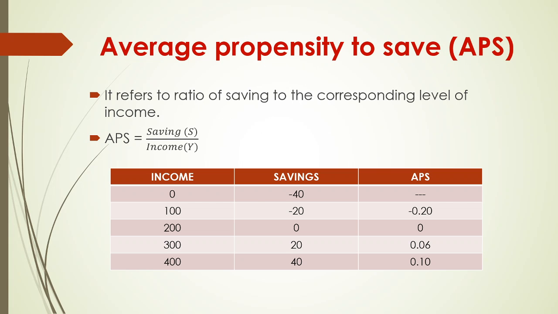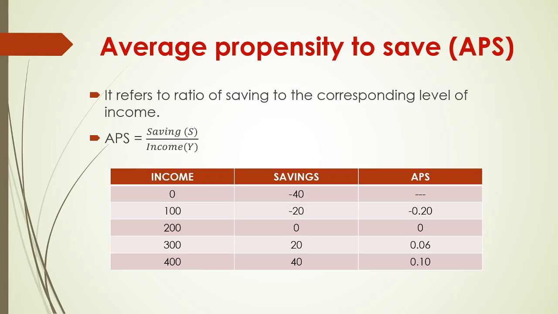Average propensity to save is the ratio of saving to the corresponding level of income. Like APC, average propensity to consume, which was the ratio of consumption to the corresponding level of income, APS is the ratio of saving to the corresponding level of income. So APS is equal to saving, that is S, by income, that is Y. APS equals S by Y.